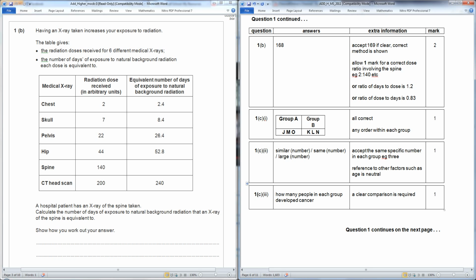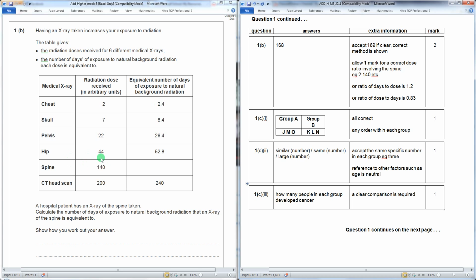Question 1b and c are really more about working things out than remembering things. The first part, 1b, is about medical x-rays and how much radiation you get from them. So if you look at the table, we've got a whole bunch of different medical x-rays down the side here in the first column, and the radiation dose that you get from having that x-ray. And then in the last column, we've got the number of days of exposure to natural background that corresponds to.